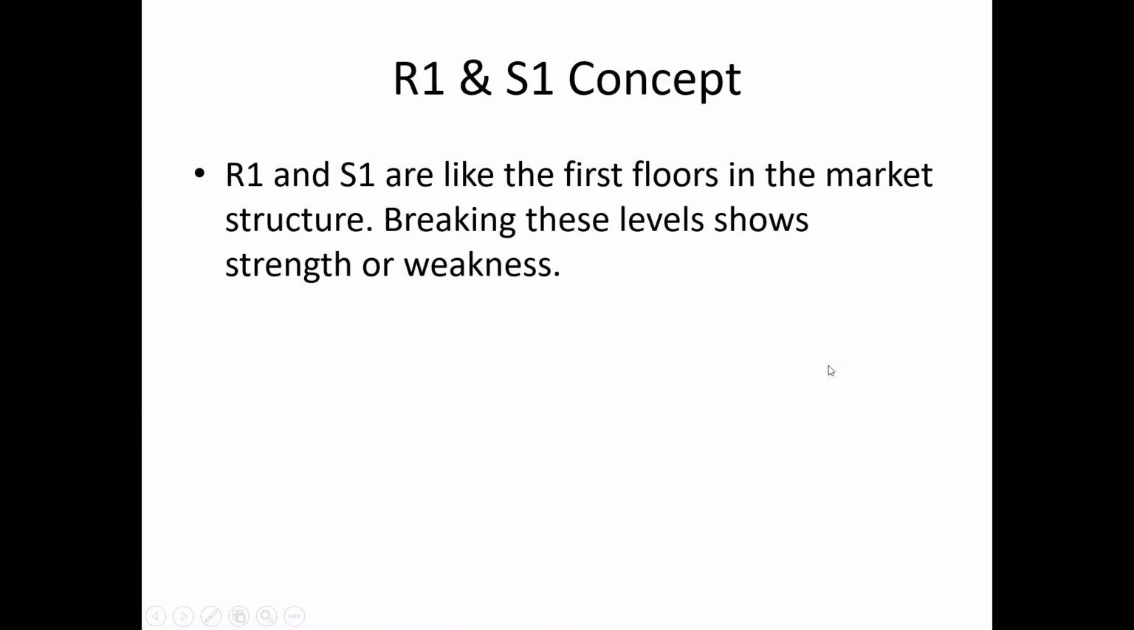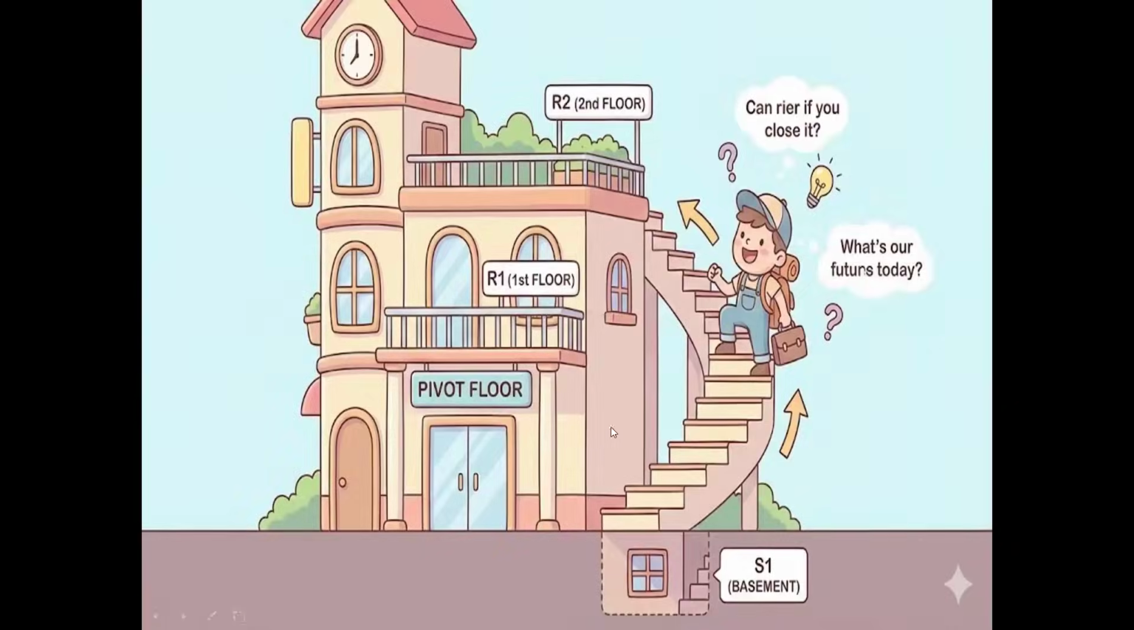So what are R1 and S1? This is the concept. R1 and S1 are like first floors in a building. When price crosses above these levels, it means the market is ready to climb to the next floor. This is the first floor. When the market climbs above this level R1, it is ready to move to the next floor, the second floor, like that.